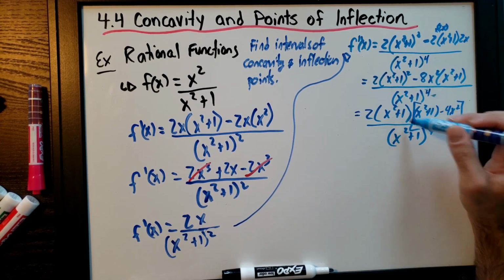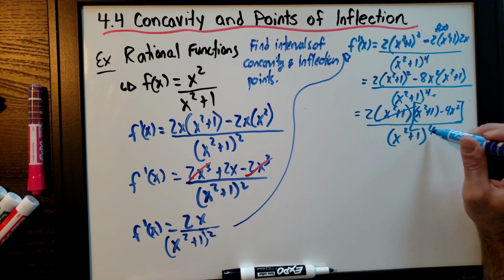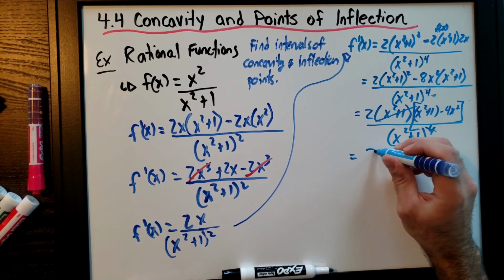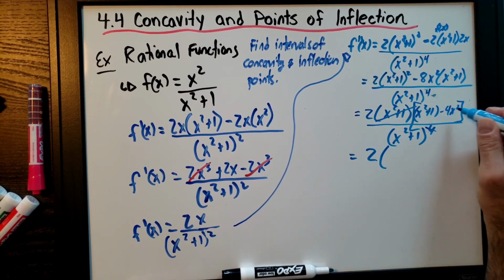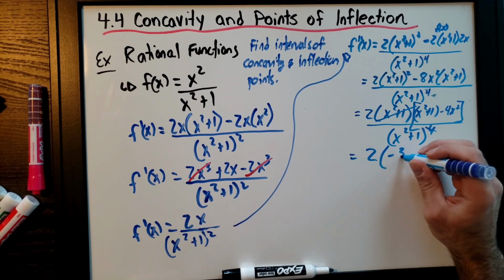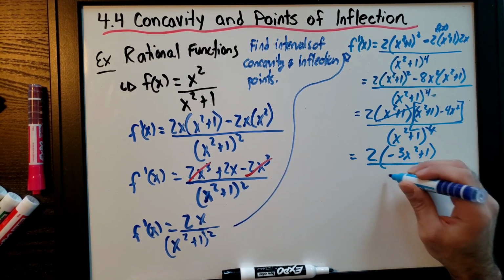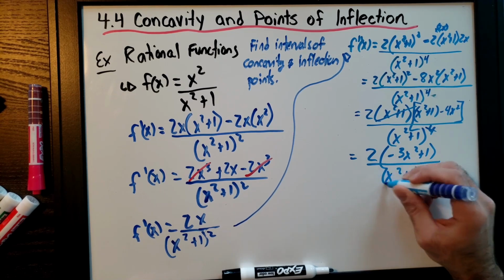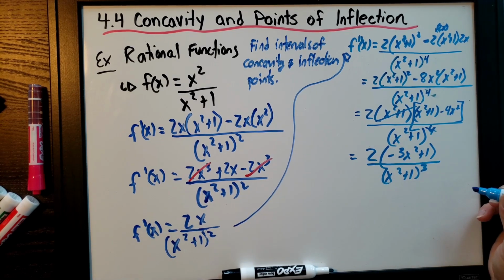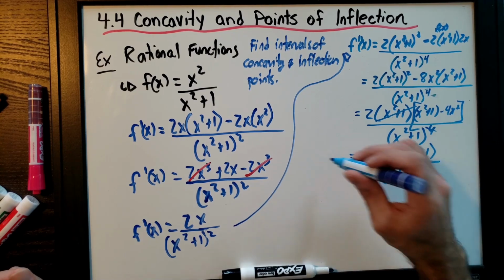So in factored form here, I can see that I can cancel this guy out and one of these. So I'm left with 2. I can clean this up actually. This is negative 2 times 3x squared minus 1 over x squared plus 1 to the 3. Okay, if you want to rearrange that or factor that in, you can. I don't really care. Okay, so now we want to find zeros. This is the second derivative.